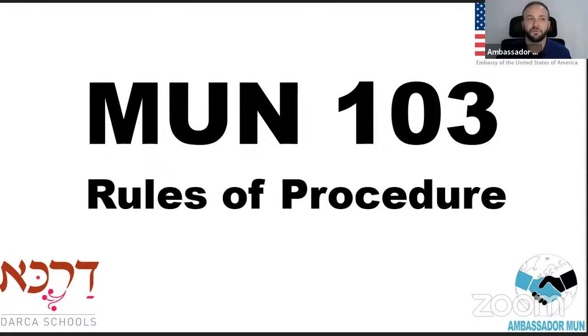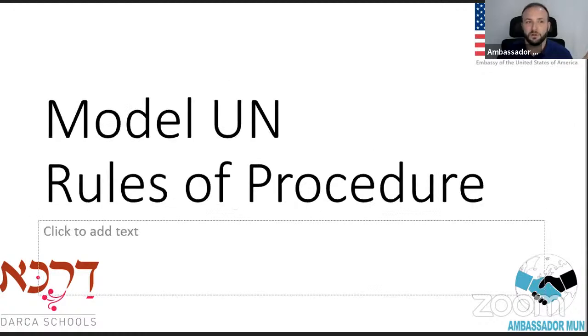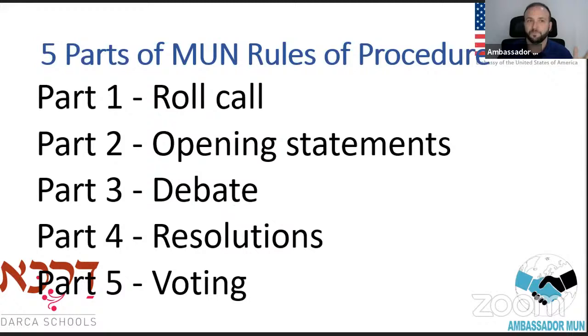As a reminder of the procedures, or for those who weren't here learning the procedures, we're going to go through a simplified version of the MUN rules. In the rules of procedure, there are 5 parts: roll call, opening statements, debate, resolutions, and voting. We're going to speed through parts 1, 2, and 3, and then start with part 4, where I'm going to give instruction on how it works, and we're going to have more time to focus on that.